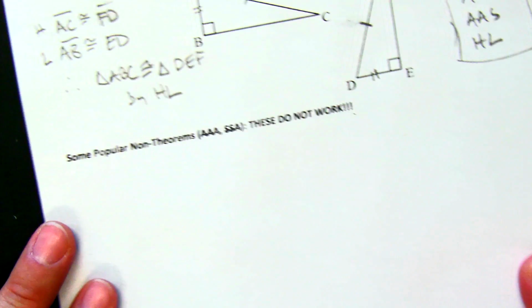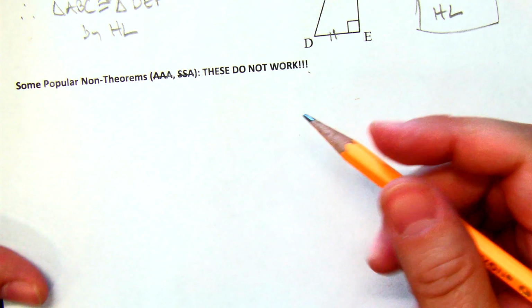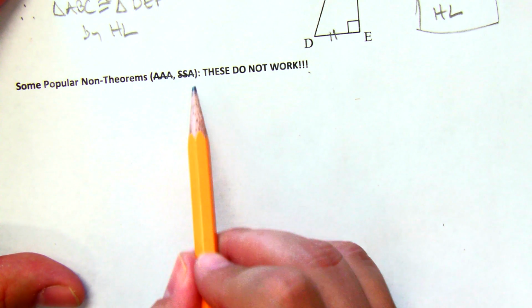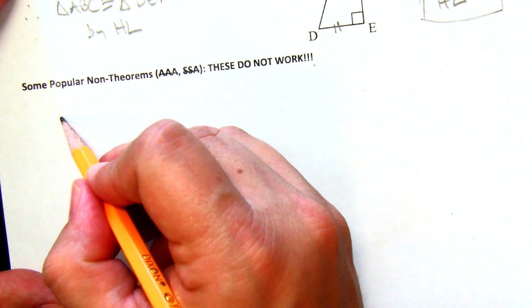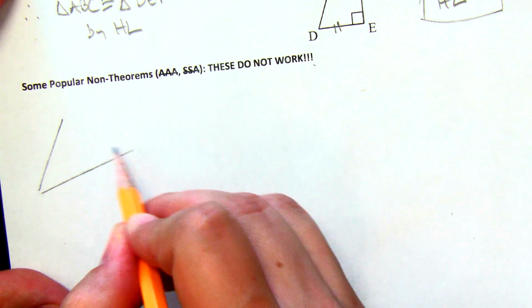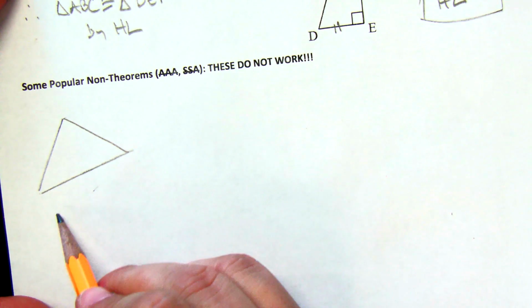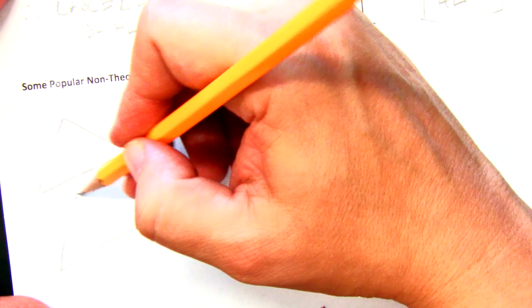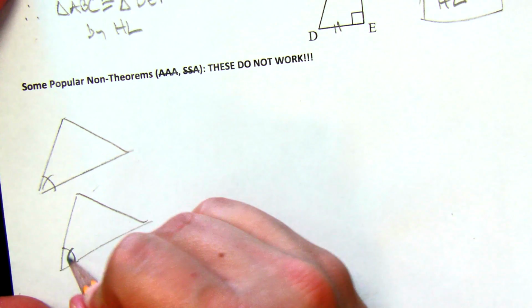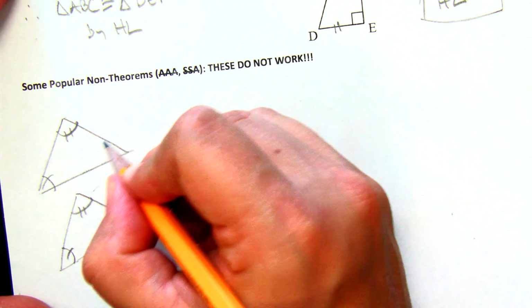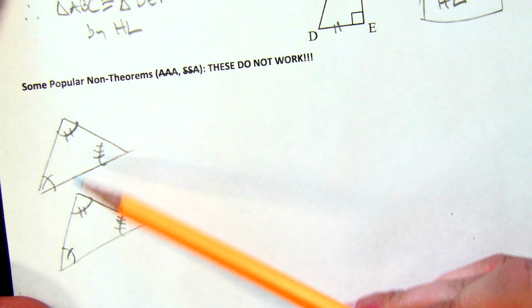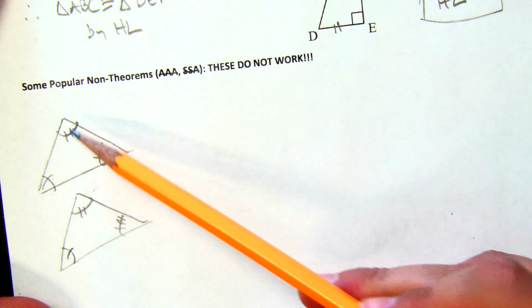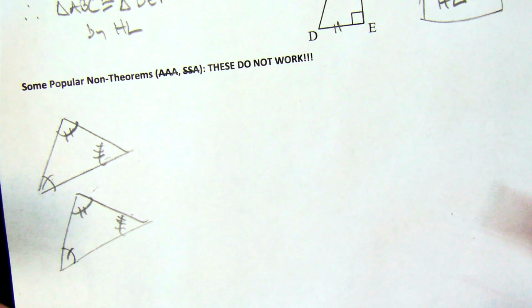Now I want to show you two things that people think work a lot of the time, and they don't. I've even crossed them out on the paper just so you don't get confused. The first one is angle-angle-angle. People like to try this one. If I've got two triangles, they may look congruent, they may even be congruent. But if all you're given is that all three pairs of angles are congruent, you don't know enough to say that the two triangles are congruent.